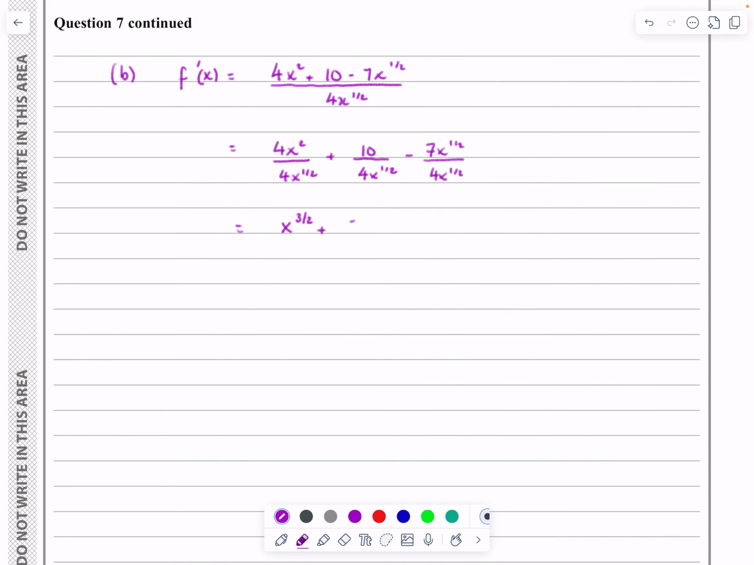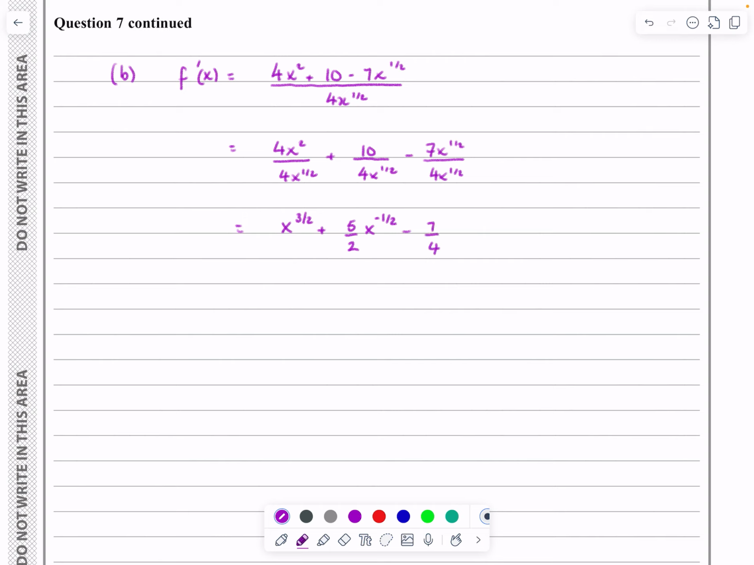This is going to be 5 over 2, and then I'm not going to put it over x to the half. I'm going to call it x to the minus a half, because remember I want to integrate this in a minute. So I want it all in the right sort of way to be able to integrate it, which is to have powers. Sorry, I'm just looking at the last term then. The x to the halves cancel, so I'm just going to get 7 over 4 there.